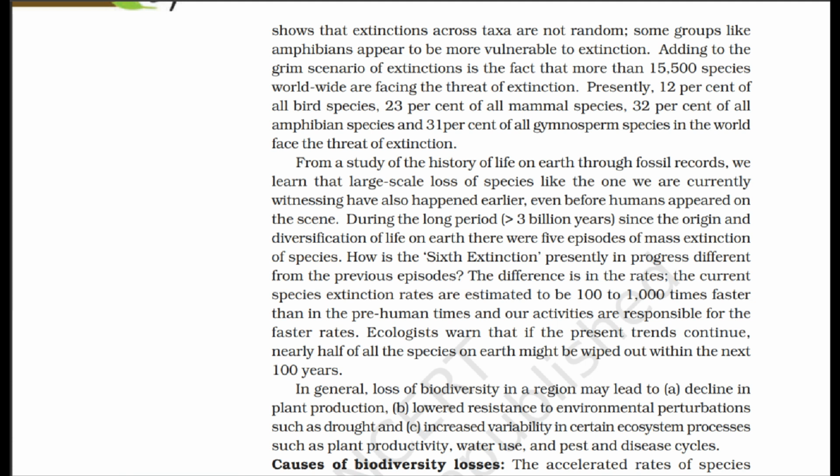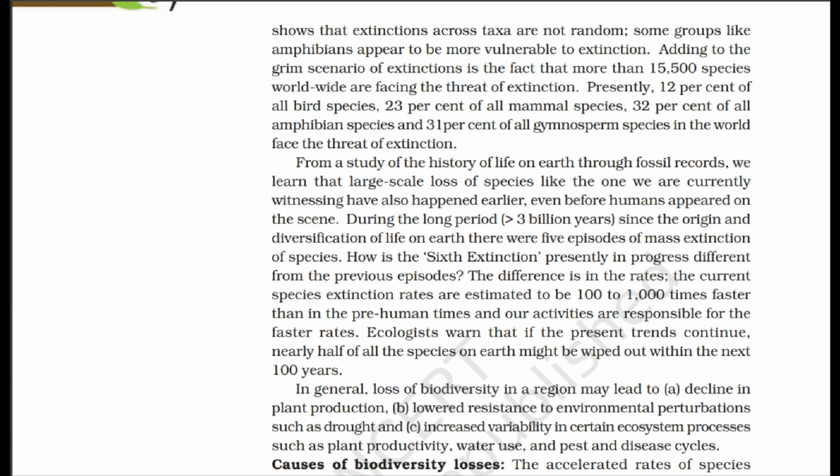The current species extinction rates are estimated to be 100 to 1,000 times faster than in the pre-human times, and our activities are responsible for the faster rates. Ecologists warn that if the present trends continue, nearly half of all the species on Earth might be wiped out within the next 100 years.